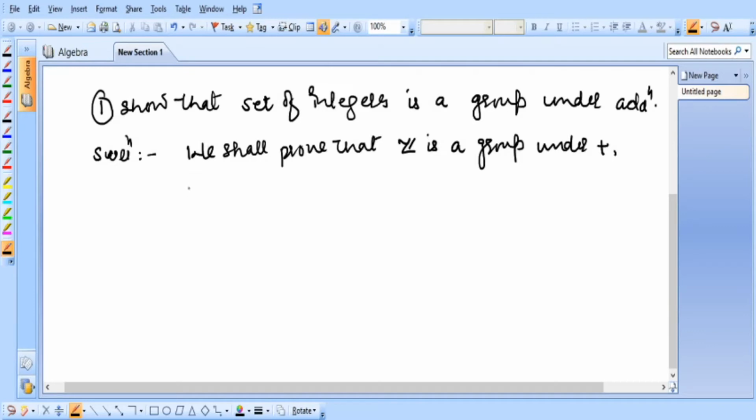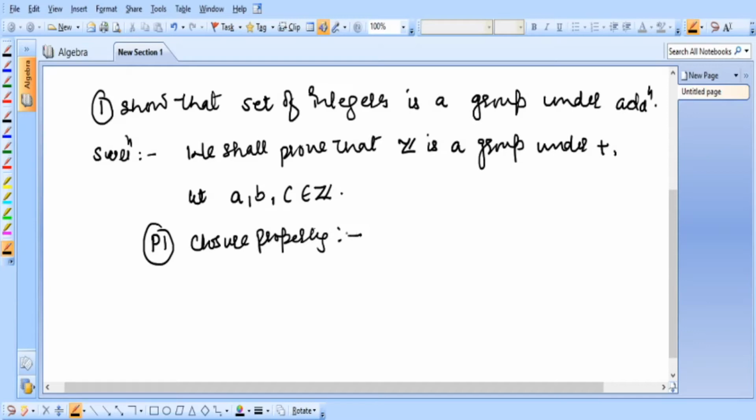So for this, let us take three elements from the set of integers Z and start from the first property now, right? So the first property is closure property, right? In this property, we want to show that the addition of two integers is also an integer, right?